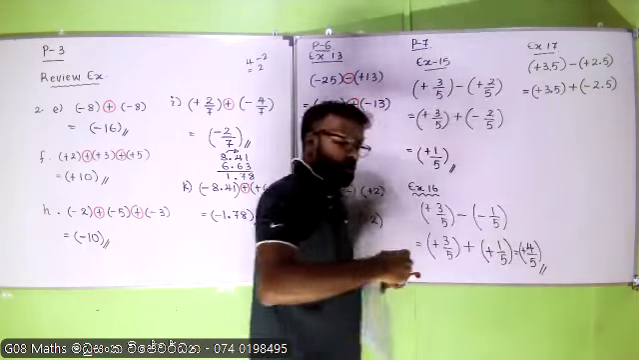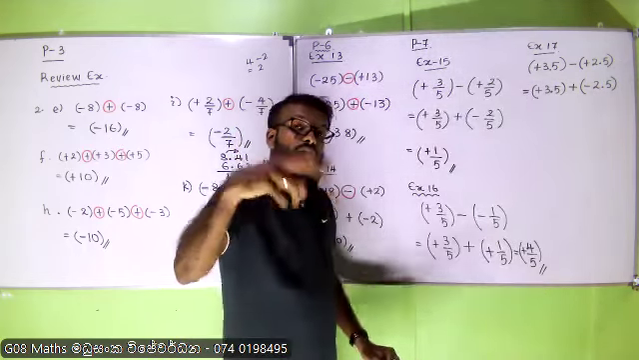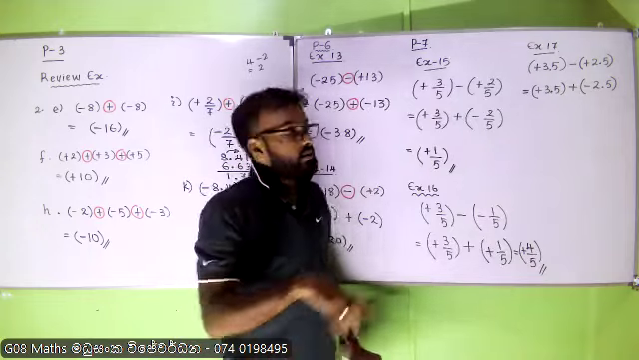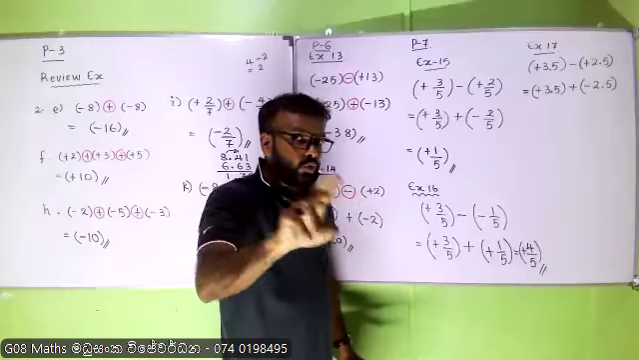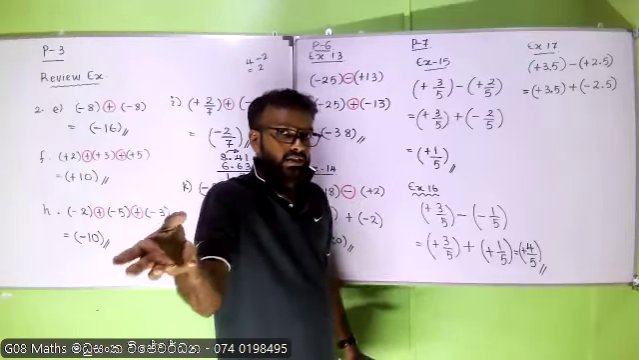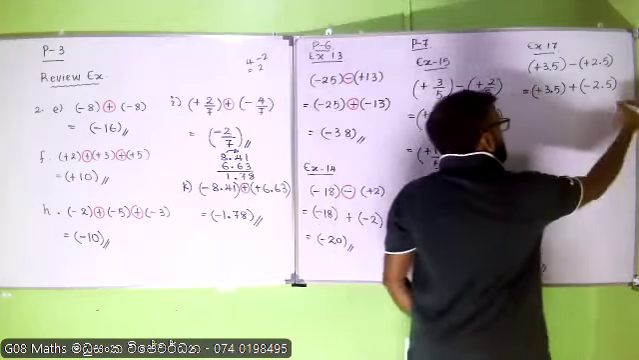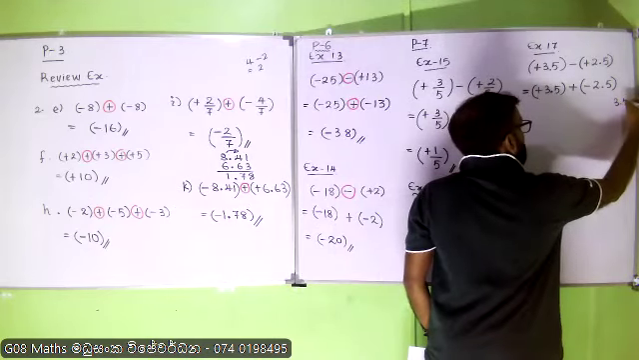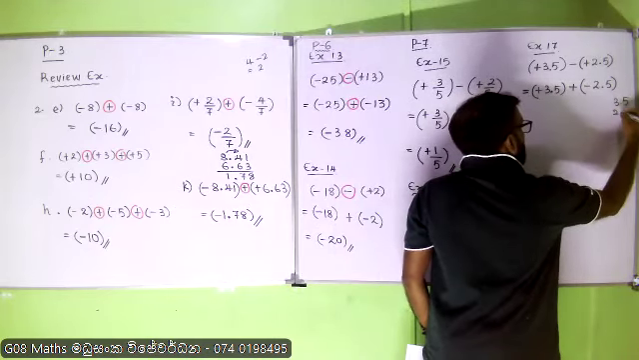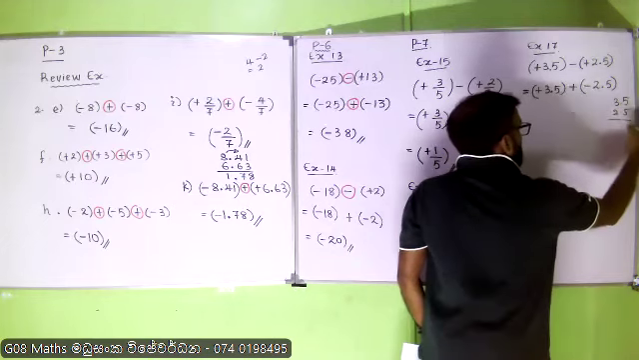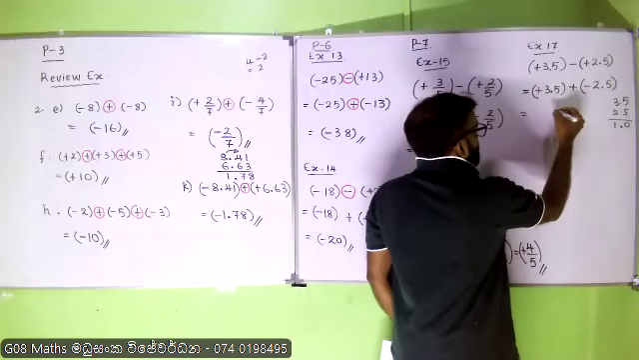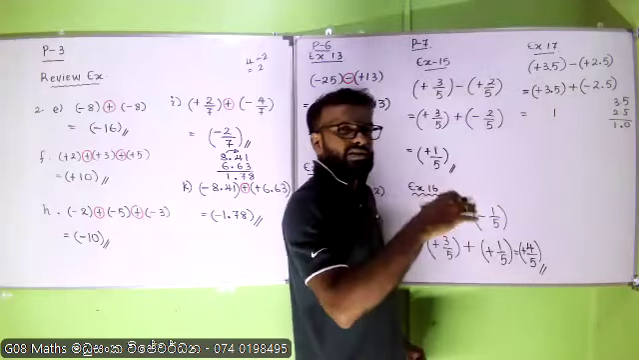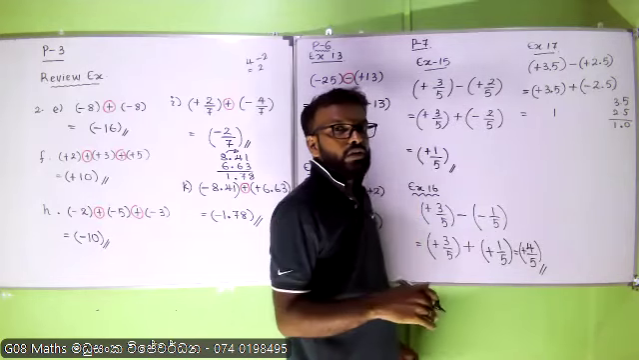Now check whether the two numbers are in same sign or different signs. Positive 3.5 and negative 2.5. Two different signs. So take the two numbers and get the subtraction. 3.5 and 2.5. Get the subtraction, 1.0. So the answer is 1. No need to put the .0. There is no value in that.